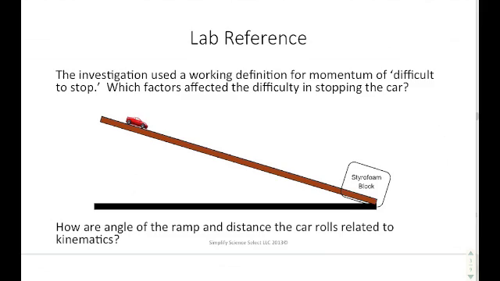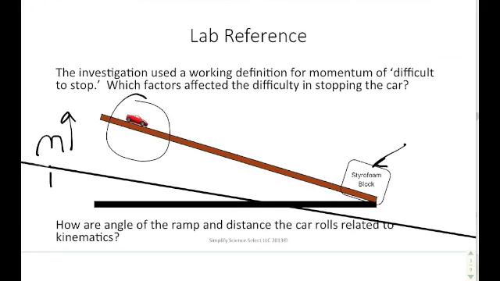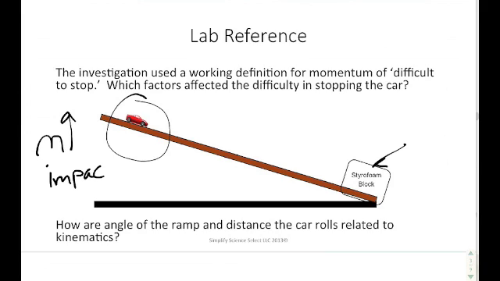Now, in the investigation, you rolled a car down a ramp and tried to figure out how difficult it was to stop the momentum of the car. What you should have seen is a couple of different factors that affect the impact on the styrofoam block. The first is easy: the mass of the car. If you added more mass to the car, there was a greater impact on the styrofoam block. So more mass equals a greater impact.